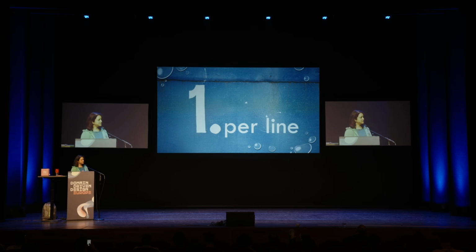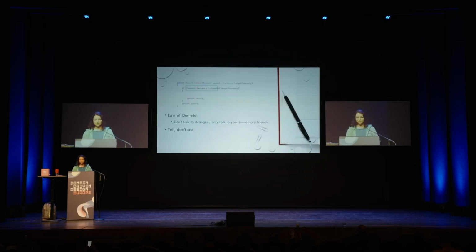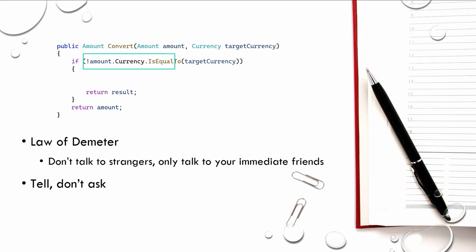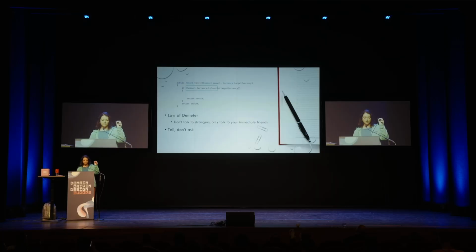Next one, one dot per line. This rule is similar to the previous. It illustrates the law of Demeter. So don't talk to strangers, only talk to your immediate friends. And it illustrates the same thing because instead of having amount.currency.equalTo, we can have amount has same currency perhaps.